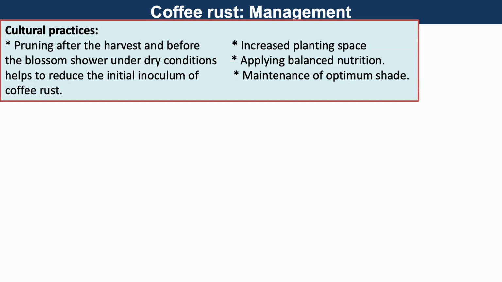Regarding management of coffee rust, we have to adopt some integrated management approaches. Out of that, cultural practice is very important. Pruning should be done after the harvest and before the blossom showers under dry conditions. It helps to reduce the initial inoculum of the coffee rust pathogen. We should try for increased planting density, that means the density should be a little bit more. Then we have to apply a balanced amount of fertilizer and maintain optimum shade for the entire plantation area.